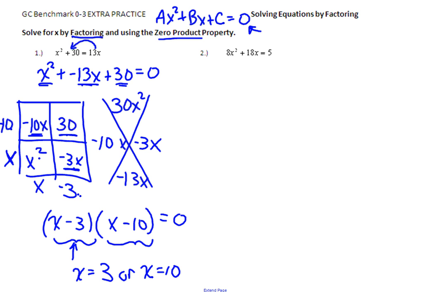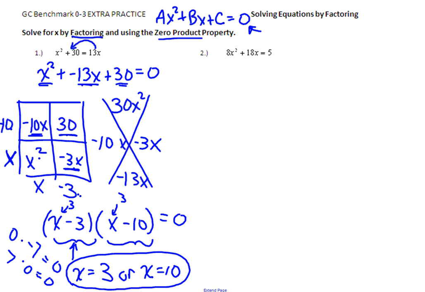Now, for example, if I plug in 3 here and 3 here, 3 minus 3 is 0. 3 minus 10 is negative 7, and that is 0, so that works. And if I plug in 10, I get 10 minus 3 is 7, and 10 minus 10 is 0, and I get 0 from that. So it checks.